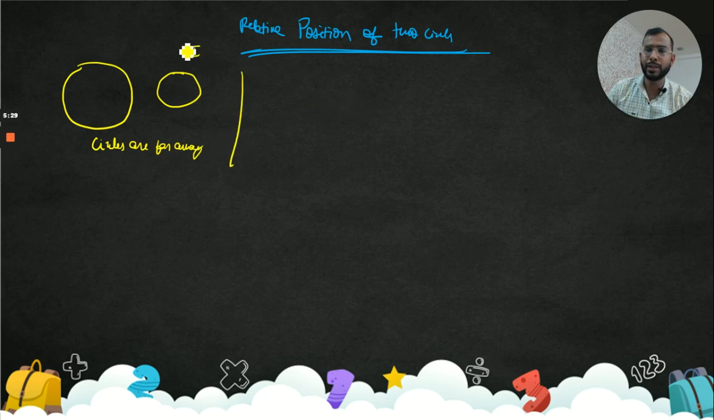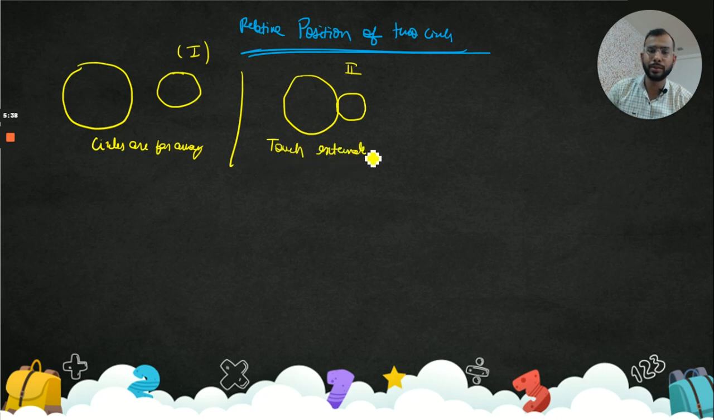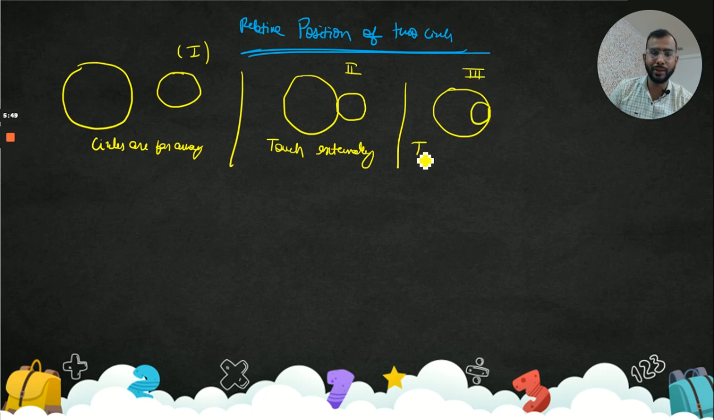Second case, circles touch each other externally. Now you want the circles to touch internally, correct. So this is circle touching internally. Okay, circles touching internally.